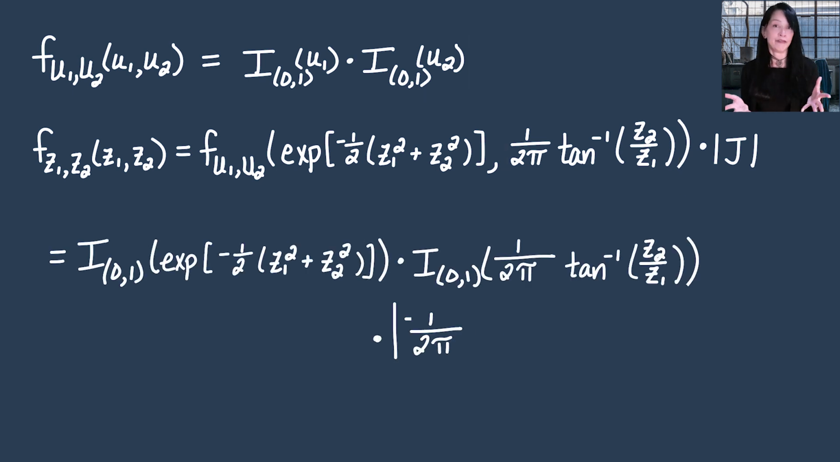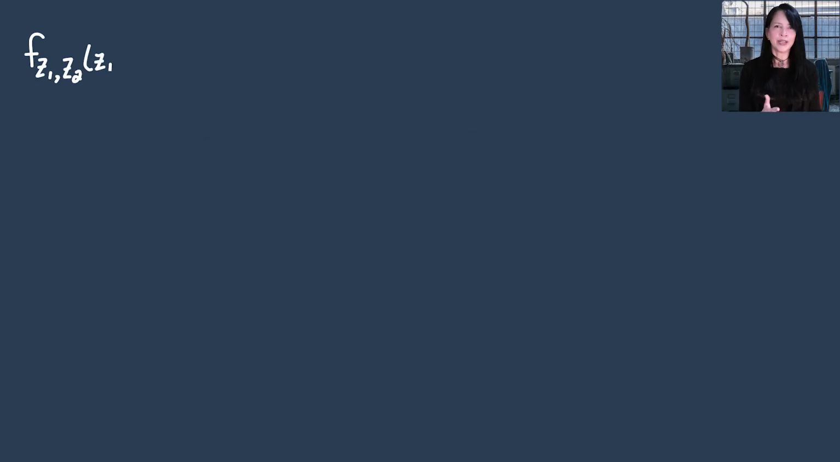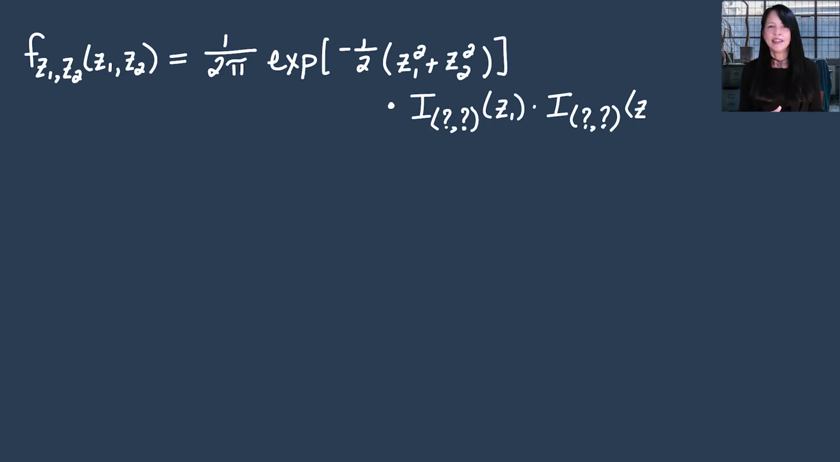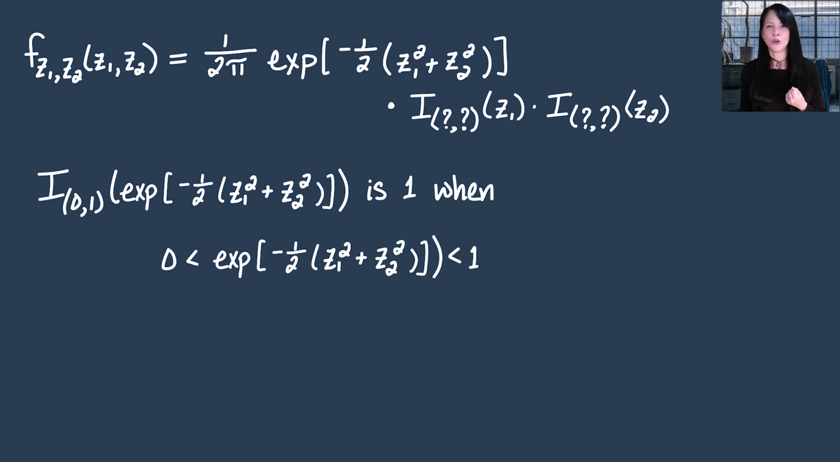So this is a final answer for the joint PDF for Z1 and Z2, but it's not easy to work with. And it's not really in a nice form because this is a joint PDF for Z1 and Z2, and it would be much nicer to say where Z1 and Z2 actually live. So to make these indicators be indicators for Z1 alone, not for this big mess, and Z2 alone over here. So what I would usually do in a less messy example is say that this indicator is 1 whenever this expression is between, in this case, 0 and 1, and then try to solve for what that means for Z1 and Z2.